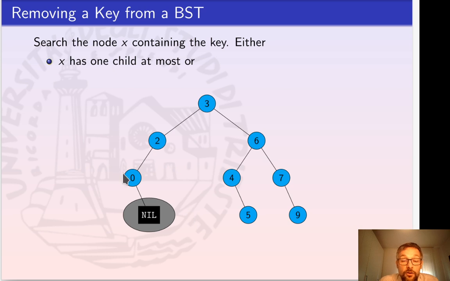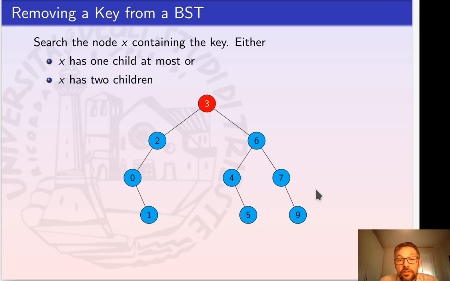So again, also in this case, so in both the cases in which x has one child or x has no child, the complexity is big O of the height of the tree. What about the case in which x has 2 children? So let's assume we want to remove the value 3, and the value 3 is stored as key in the root of the tree. Well, in this case, of course, we have 2 children. So how can we remove it?